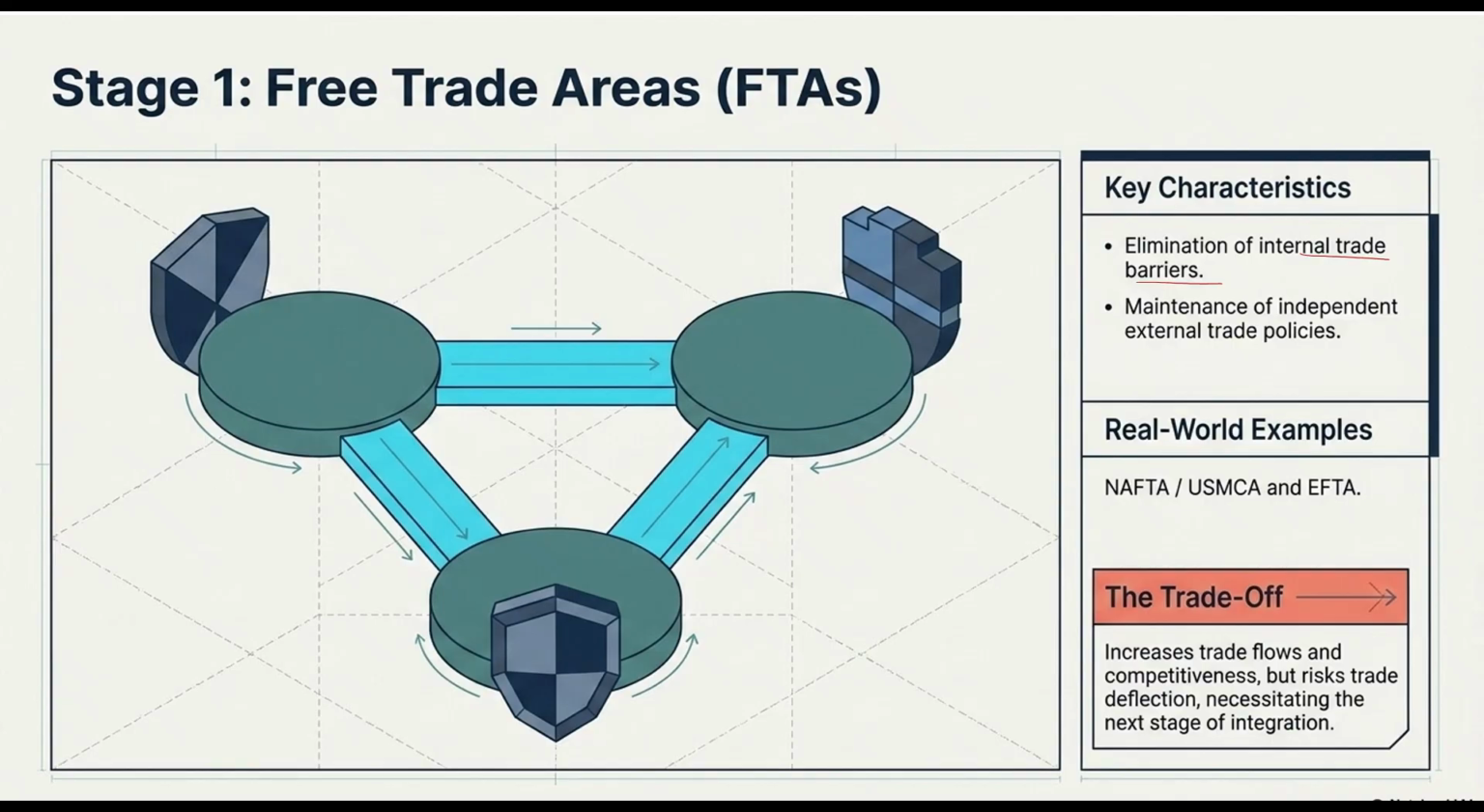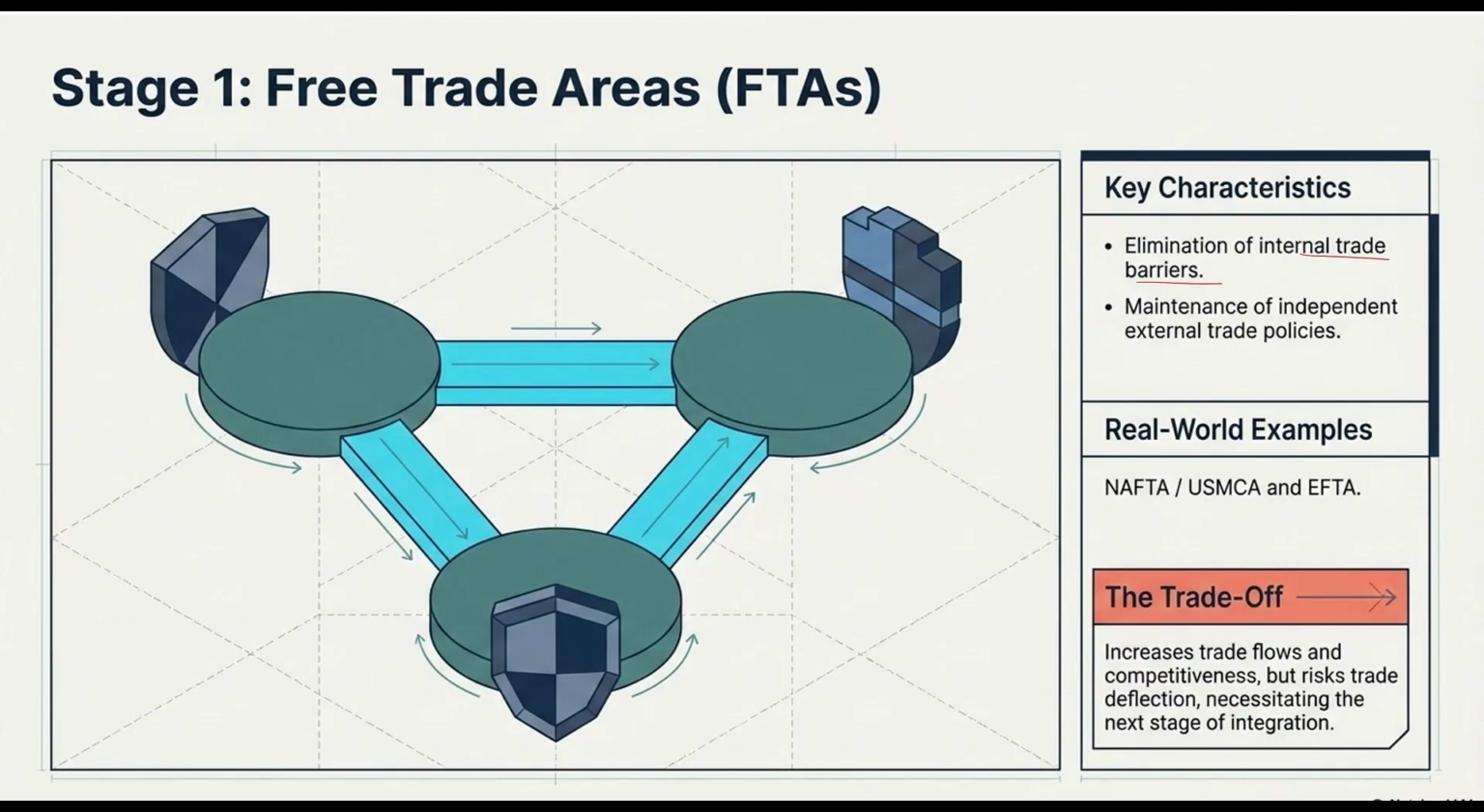However, because every country has different tariffs on outside nations, there is a problem called trade deflection. Goods may enter through the member country with the lowest tariff, because they move freely under the free trade agreement. To prevent this, rules of origin are established to determine where products were actually produced. For example, we can take USMCA and ASEAN Free Trade Area.